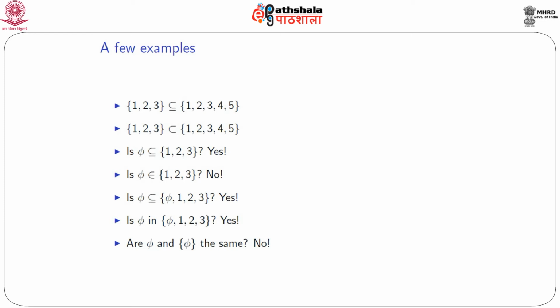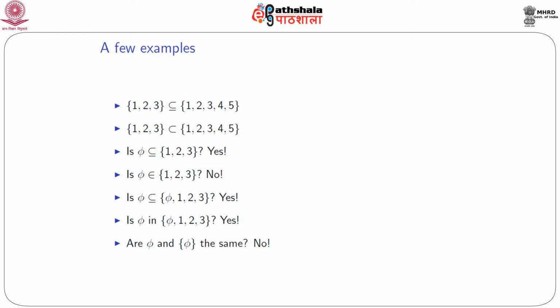Now, if I ask you the question, is phi, the null set, a subset of {1, 2, 3}? Remember that phi is a null set, an empty set, it does not contain any element. So, is the null set a subset of any set? The answer is yes. Now, does this null set phi belong to the set {1, 2, 3}? The answer is no, because phi is not a member in this set.